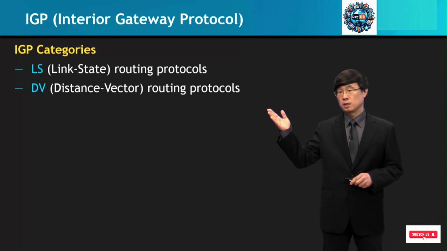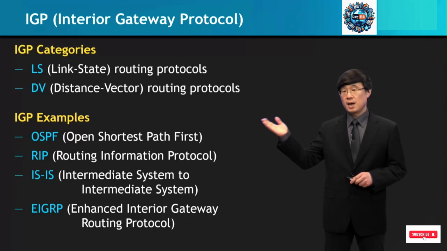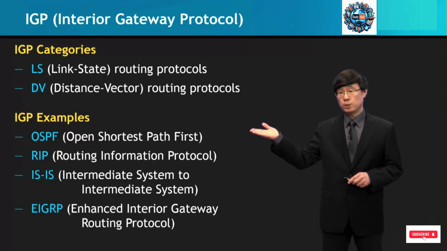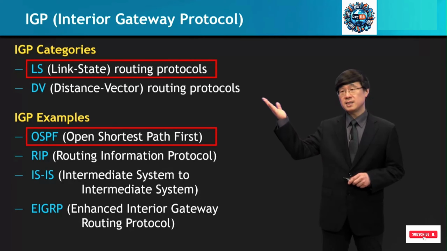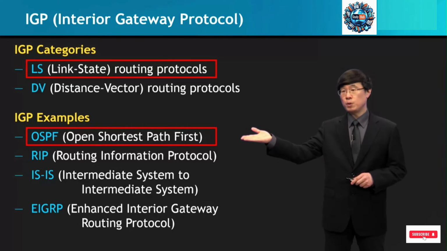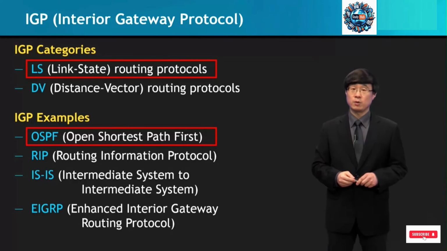IGP categories include link state routing protocols and distance vector routing protocols. IGP examples include OSPF, RIP, ISIS, and EIGRP. Among these, link state routing protocols and open shortest path first, these technologies are used most frequently, and therefore we will focus more on them.